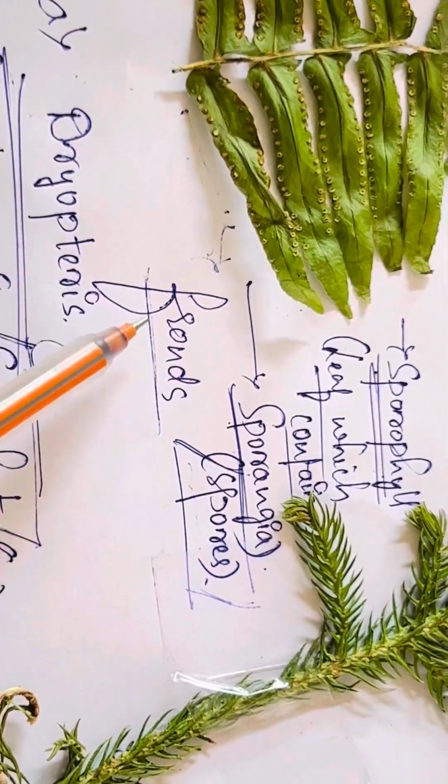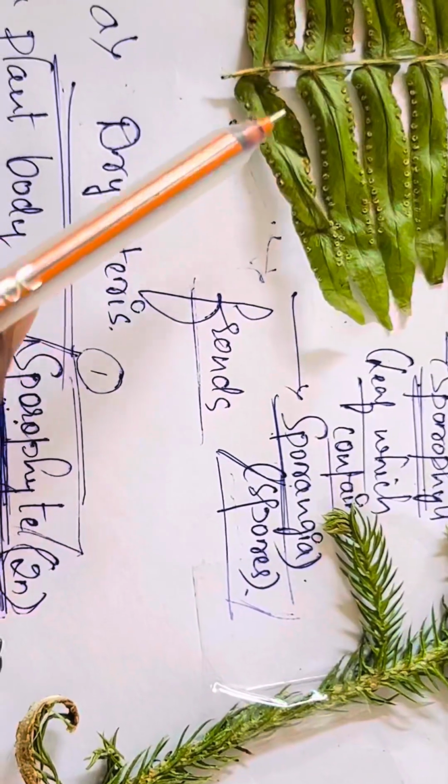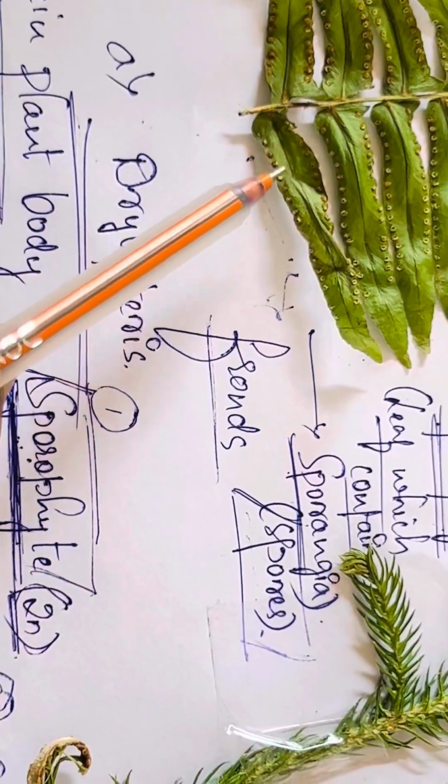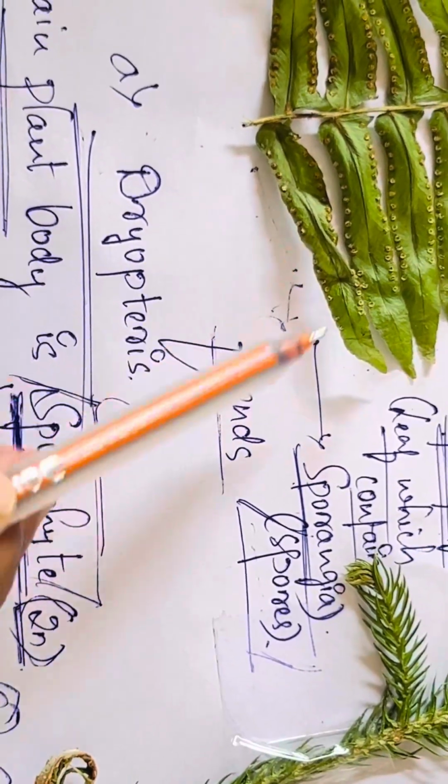Commonly these are termed a frond. So here you observe on this leaf these dot-like structures. These are sporangia sacs which contain spores.